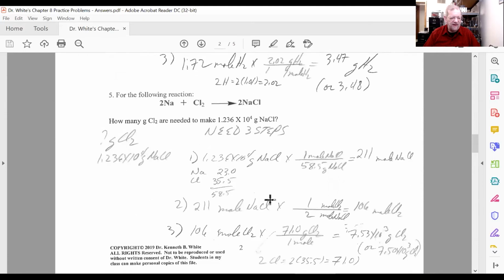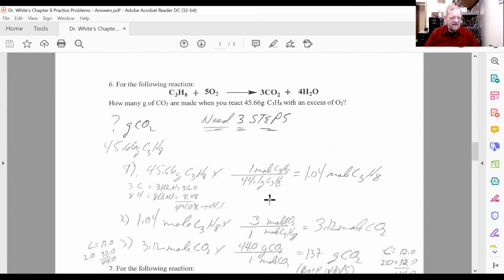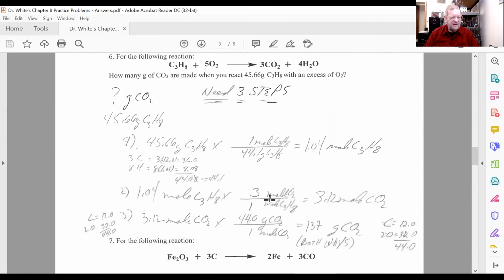All right, let's skip now to number 6. And I have a number of these, the same, repeating. Let's do this one. For the following reaction, C3H8 propane, that's the stuff in the white tanks for your barbecue, you react it with 5 moles of oxygen, gives 3 moles of CO2 and 4 moles of water. How many grams of CO2 are made when you react 45.66 grams of C3H8 propane with an excess of oxygen?